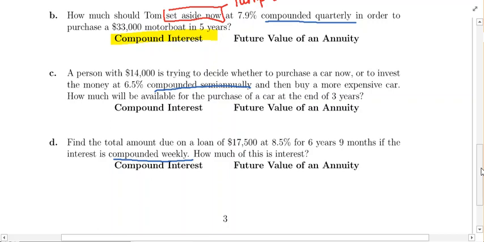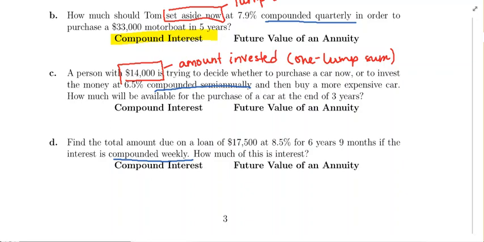So you've got your person with $14,000. If they went the route of investing the money and then buying a little bit more expensive car later, they would save that $14,000 for the next 3 years and let it earn interest at 6.5%. And at the end of 3 years, of course, they'd have a little bit more money so that they could buy a slightly more expensive car. And so the deal here is this is the amount of money that would be invested. So this is the amount invested as one lump sum. So that's what's going on here.